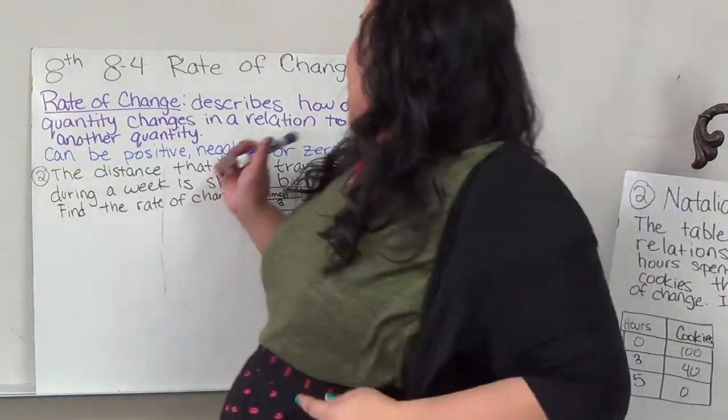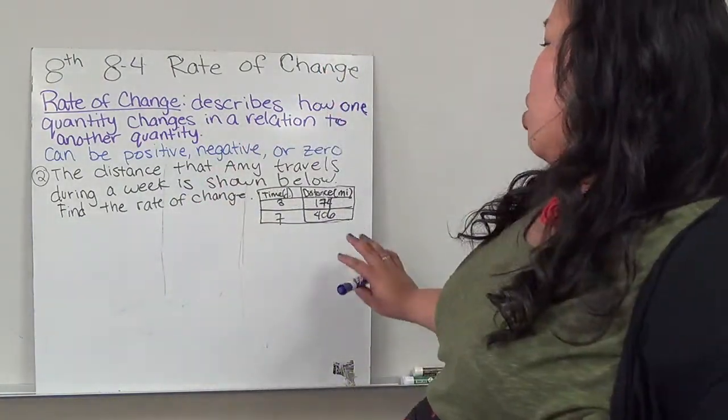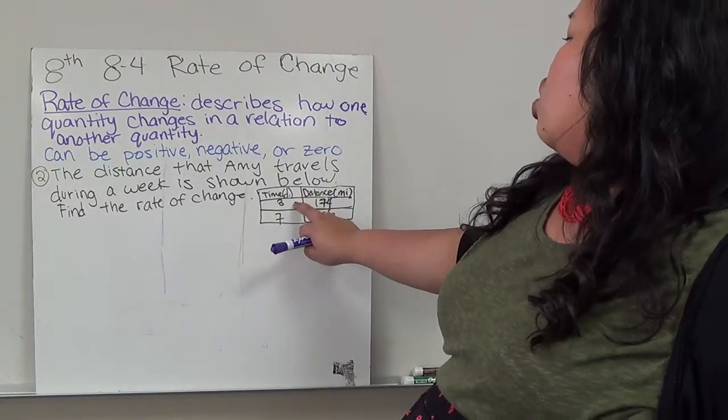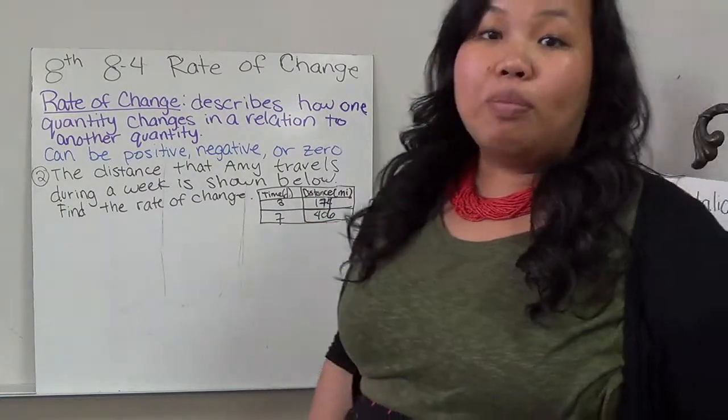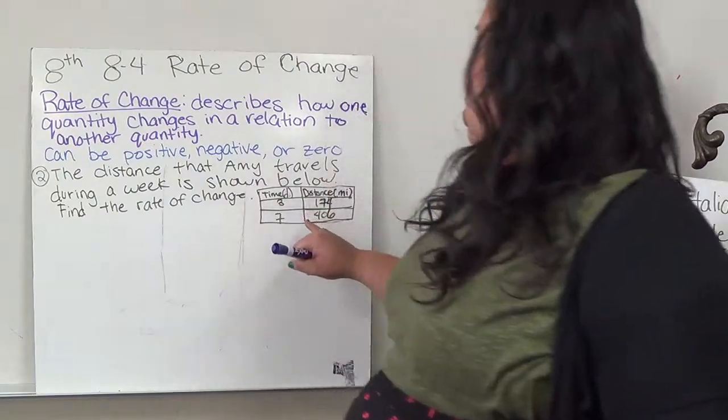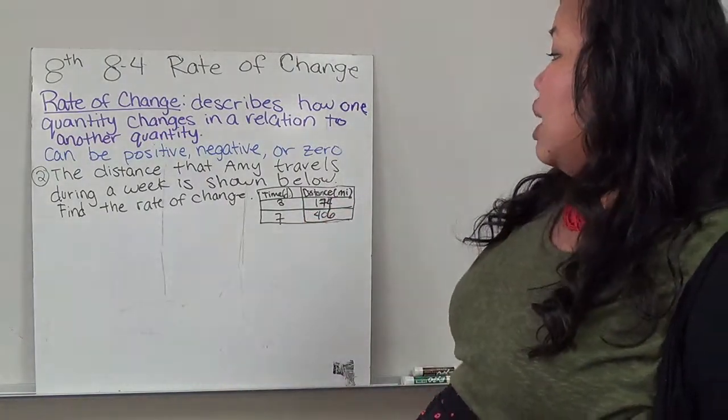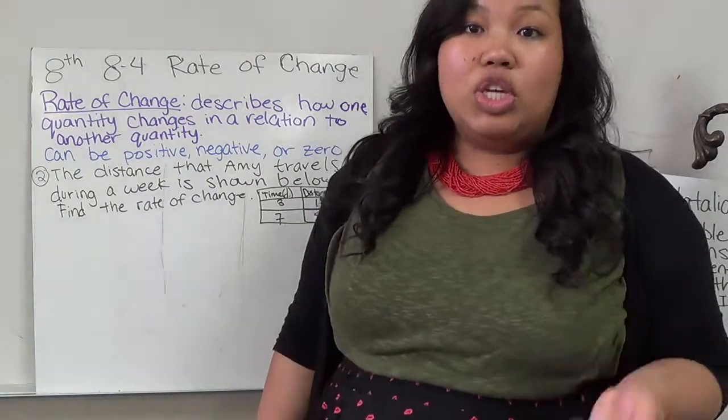So the distance that Amy travels during a week is shown below. So here's what she travels. In 3 days, she travels a distance of 174 miles, okay? In 7 days, she travels a distance of 406. Now we're trying to find the rate of change.